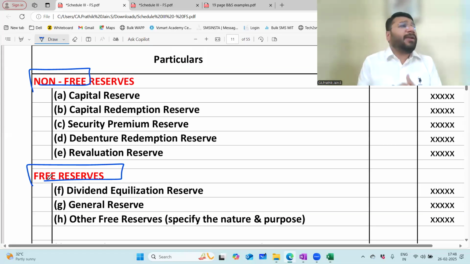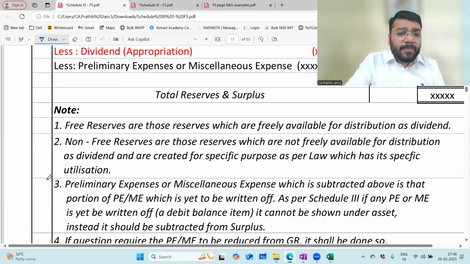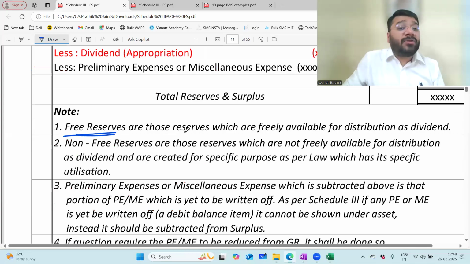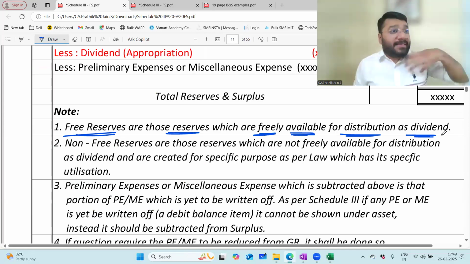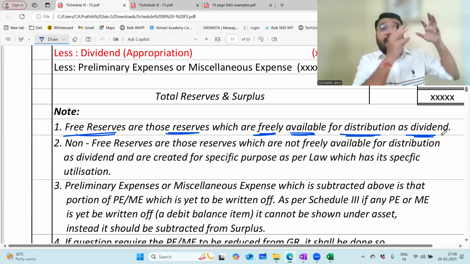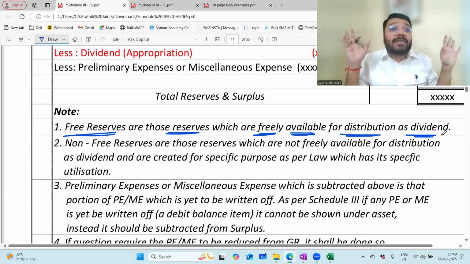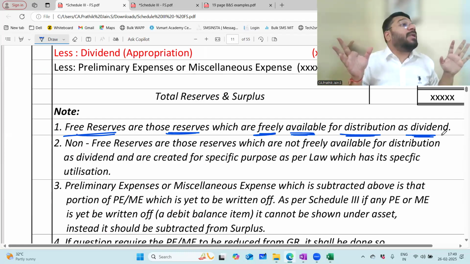So what is the meaning of free and non-free, sir? Very simple. Free reserves are those reserves which are freely available for distribution as dividend. When I say some reserve is a free reserve, it means from that reserve, whenever the company wants, they can distribute that money to the shareholders in the form of dividend.